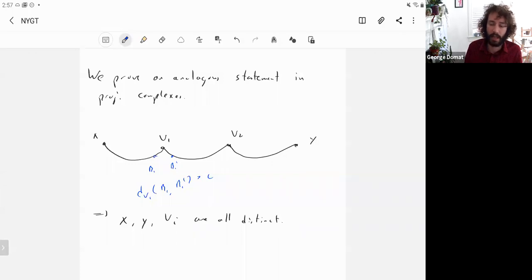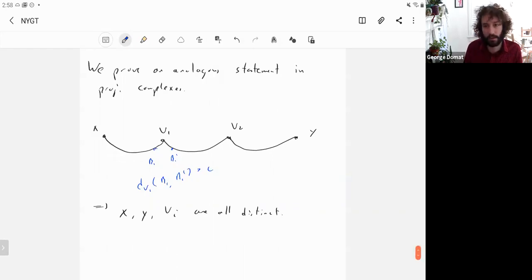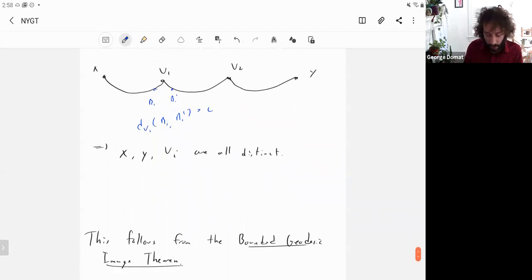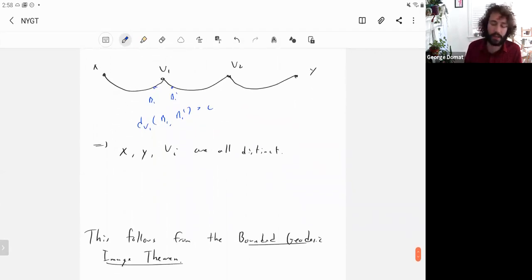And that's what we need to prove something's a tree. We take any 2 points and a path between them and see that that path has to be embedded. And so you're never going to see any loops. And that's our piece of how the proof is different. And this all follows from a version of the bounded geodesic image theorem in the world of projection complexes.